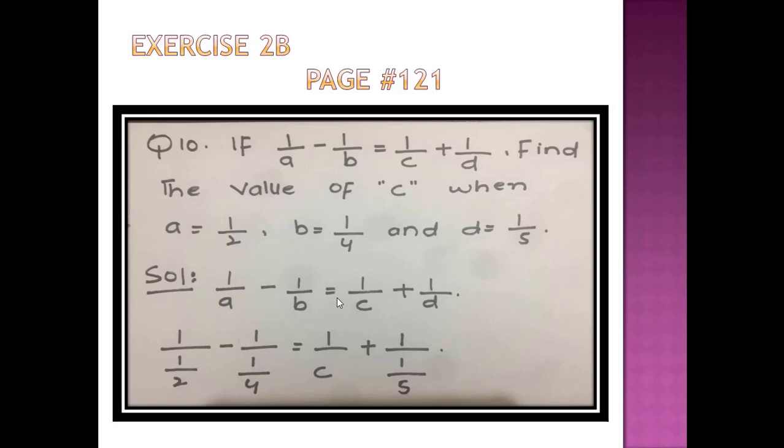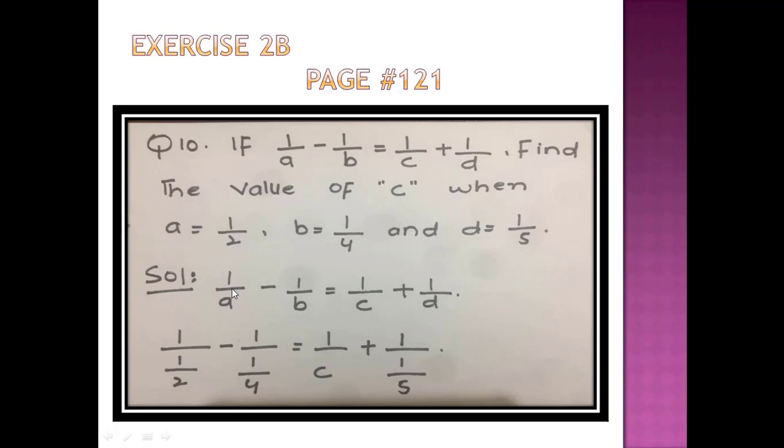In the next question, that is question number 10. If 1 divided by a minus 1 divided by b is equal to 1 divided by c plus 1 divided by d, find the value of c when a is equal to 1 over 2, b is equal to 1 over 4 and d is equal to 1 over 5.